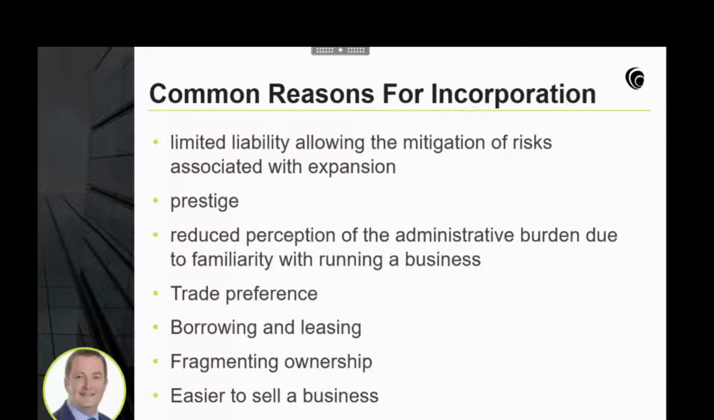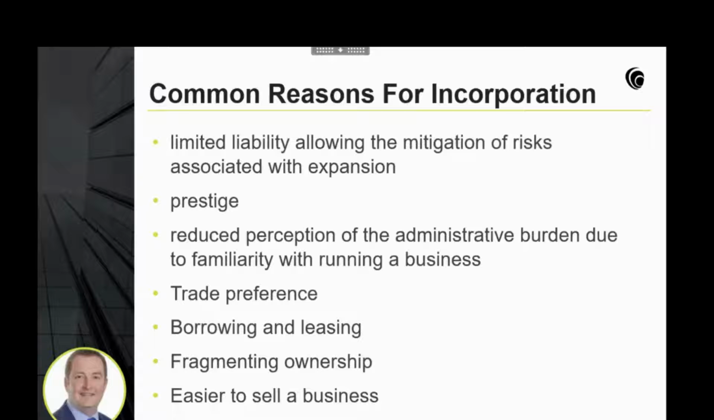Morning, everyone. I'll skip straight onto the first slide and just start really with the reasons why people might want to incorporate, or rather operate through a company, whether that's starting off with a company or transferring an existing unincorporated business into a company. There are all sorts of reasons. Many are linked to tax, but that's not always the case.